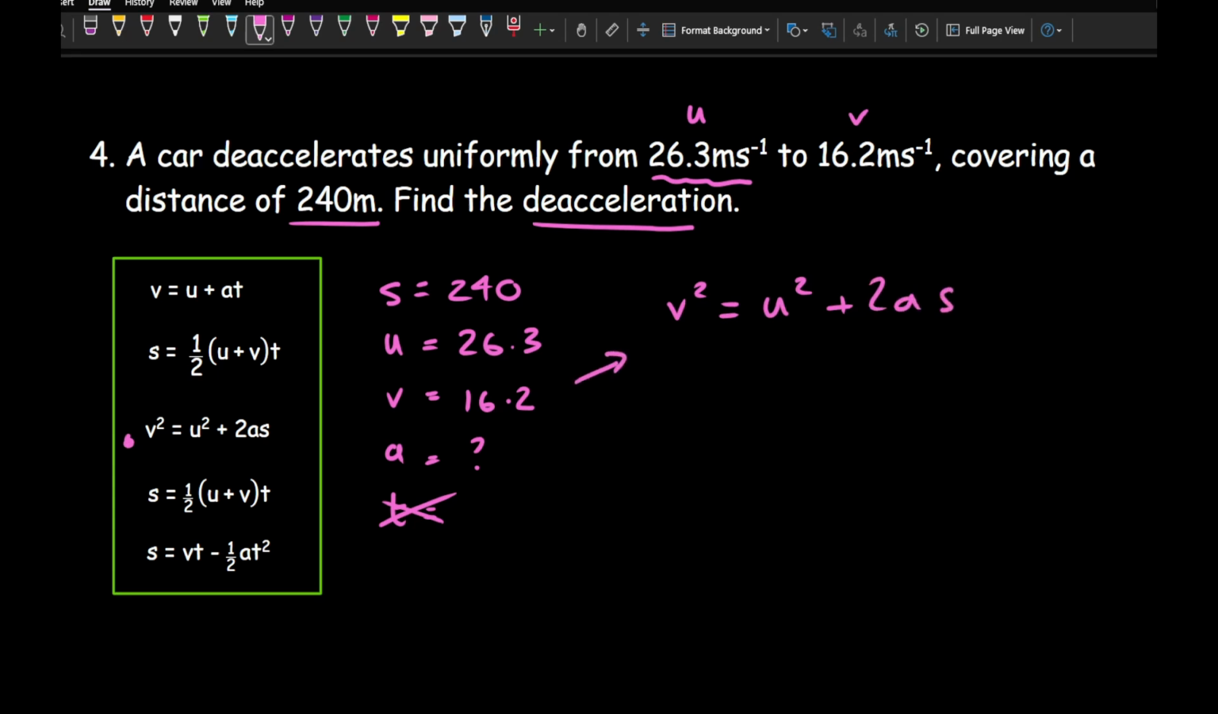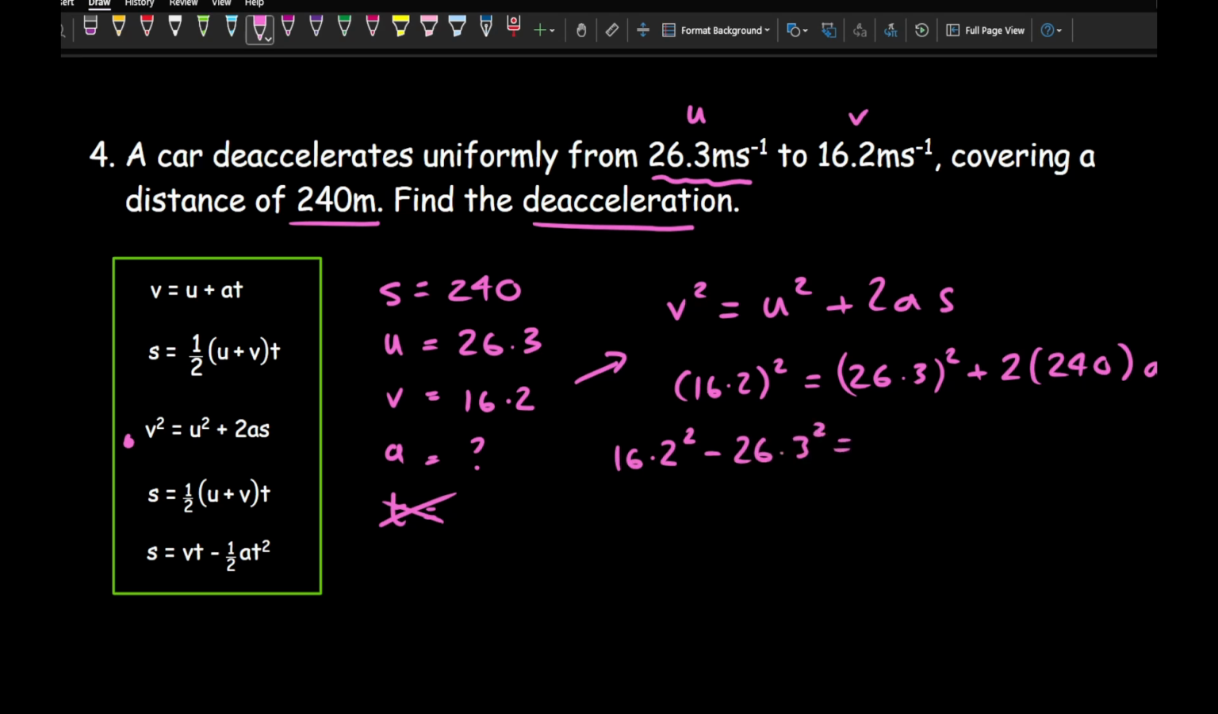Substituting these numbers in, we get 16.2 squared equals 26.3 squared plus 2 lots of 240a. Now a bit of rearranging. I know some of you may be tempted to square 16.2 and 26.3, but the problem with that is you're going to be working with some potentially quite long decimal numbers. So what I would always recommend students to do is just to keep it in this form at this moment in time. So for this we've got 16.2 squared minus 26.3 squared equals 480a. And then we get 16.2 squared minus 26.3 squared divided by 480, and that equals a.